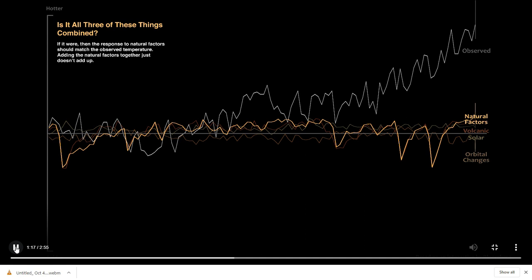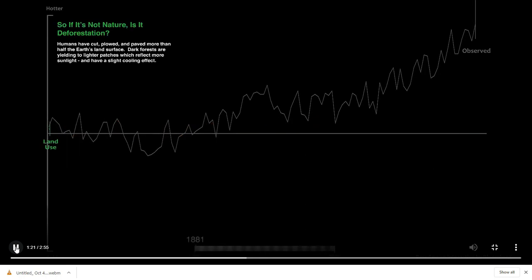So if it's not nature, is it deforestation? Humans have cut, plowed, paved more than half the Earth's land surface. Dark forests are yielding to lighter patches, which reflect more sunlight and have a slight cooling effect. Darker the leaves, right? It comes back down to albedo. If I have a dark leaf and a light leaf presenting itself to the sun, the dark leaf absorbs more energy. The light leaf reflects more energy.